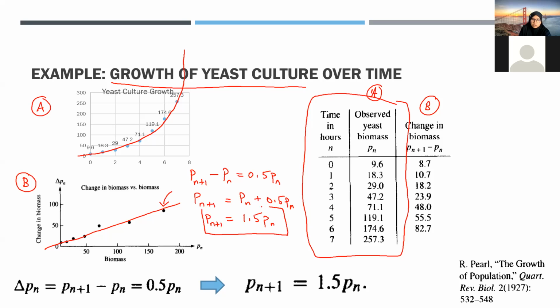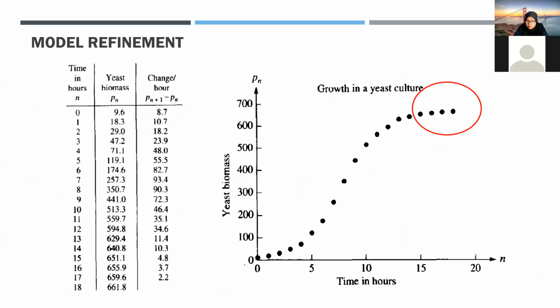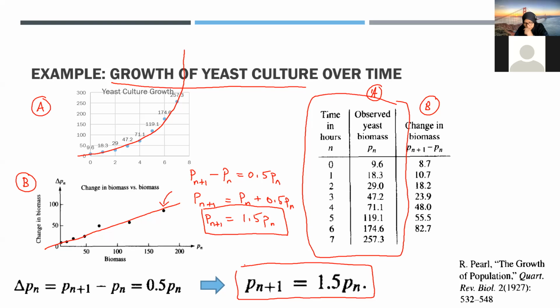So this is how we get future value multiplied by the 1.5. All right. Now, what's the problem for this equation?